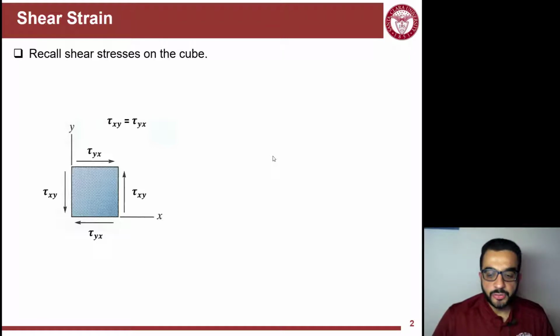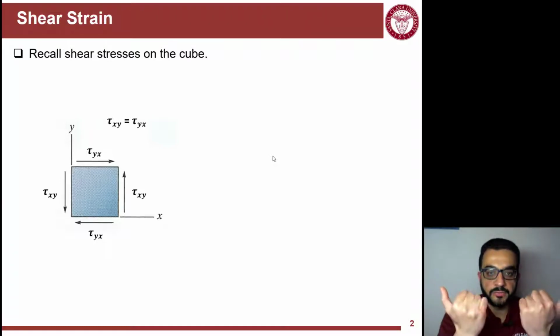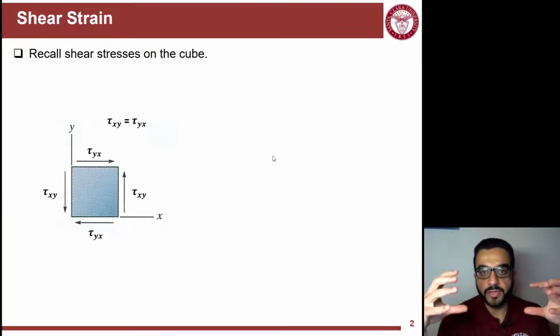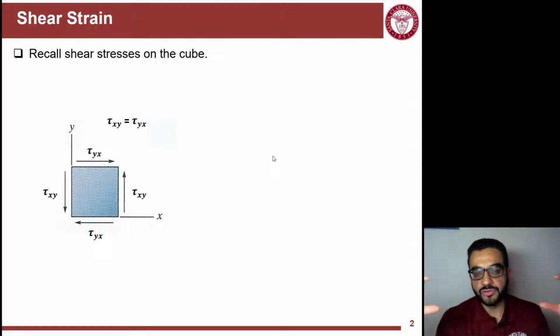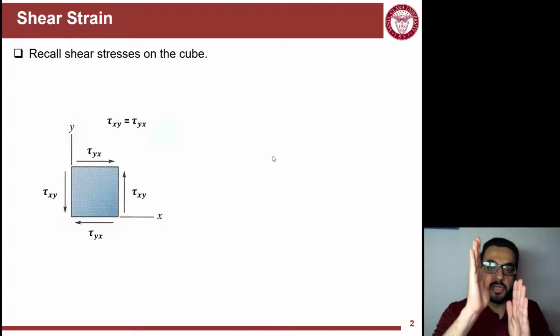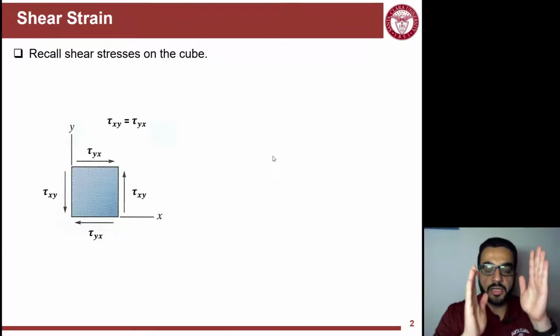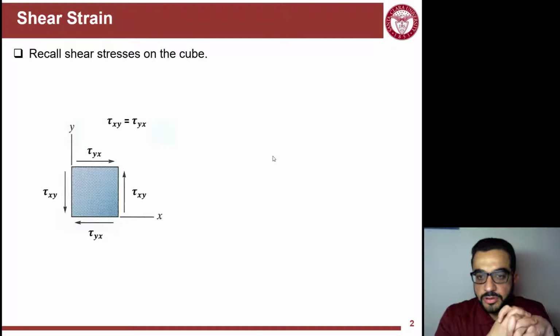In normal stress and strain, it's very straightforward. If I have a tension, then the strain will represent the elongation. If I have compression, it's the contraction. Now, what about this action here? How can I represent a deformation for such an action? So for shear, we're looking here at the representation on a 2D stress block.